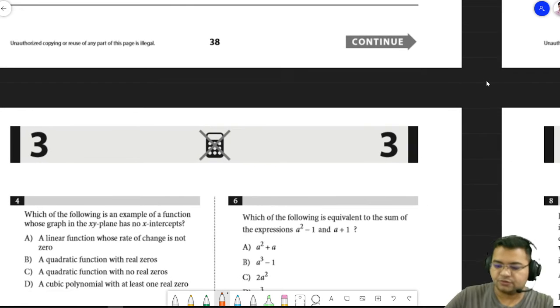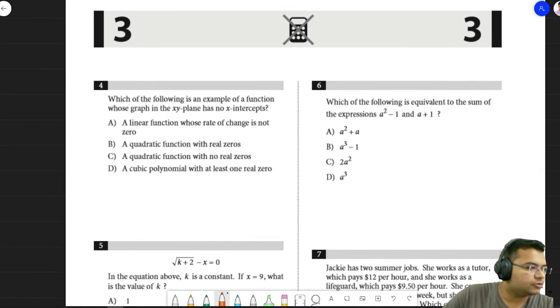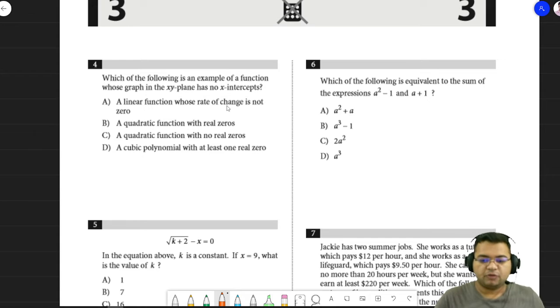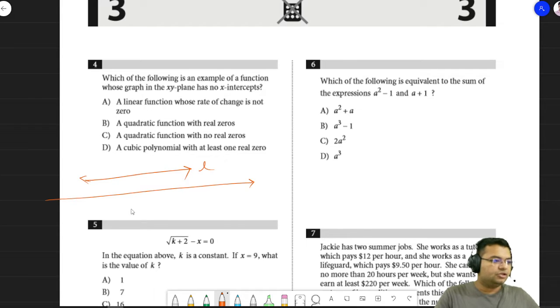Now next question, question number 4. Which of the following is an example of a function whose graph in the xy plane has no x-intercept? If any line has no x-intercept, we can say that it is a horizontal line. If it is linear, it will be a horizontal line like this, which is not passing through the x-axis. This is the equation of the line and this is the x-axis, so it won't cross the x-axis if it is a horizontal line parallel to the x-axis.